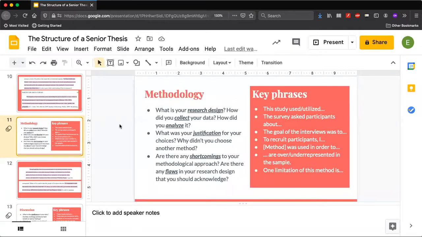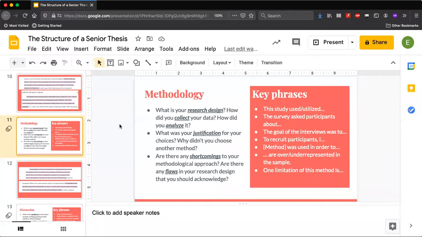So this is relevant to students who are doing social science or hard science research. That's relevant to humanities research. But in any case, some questions that you might ask here would be, what is your research design? How did you collect your data? And how did you analyze it? Maybe what programs you used, what kind of survey you created if you're using a survey, etc. What was your justification for your choices?